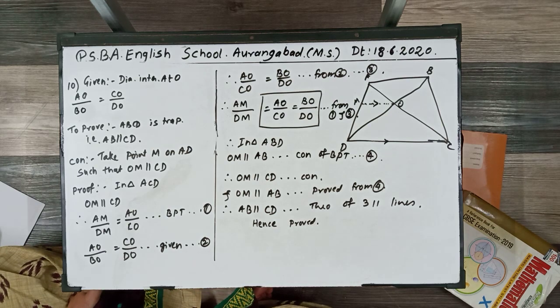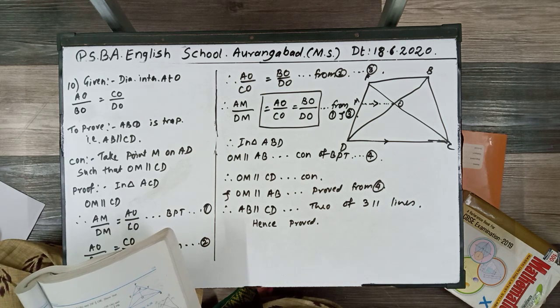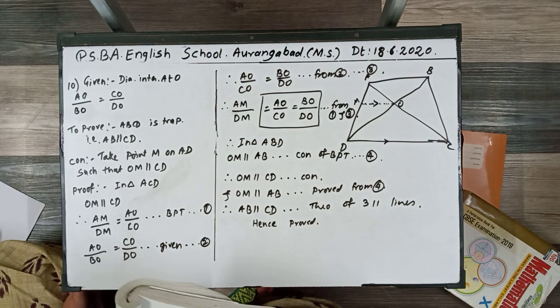Therefore we can say that this exercise is over for us. We are done with 10 questions of this exercise. Now from tomorrow we are going to start with criteria of similarity of triangles.